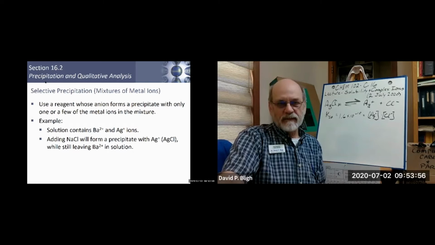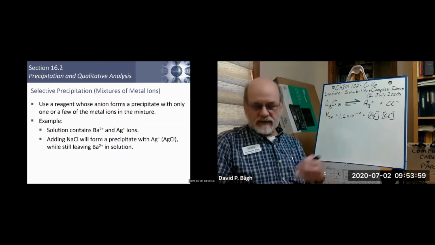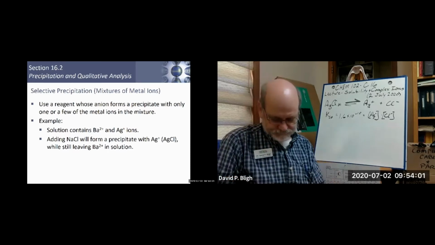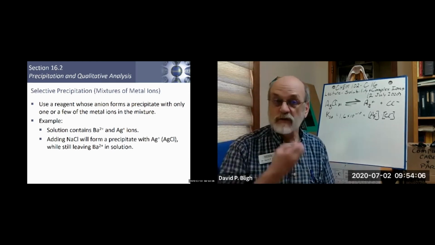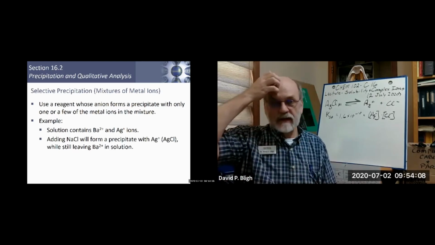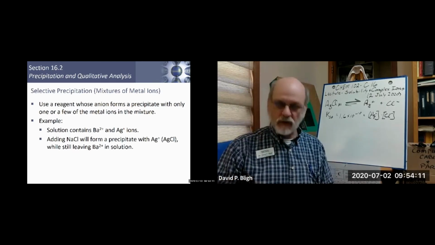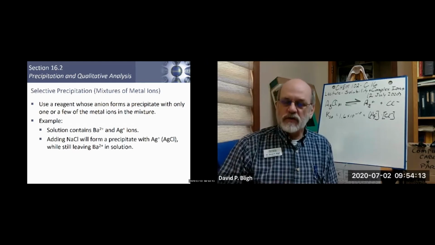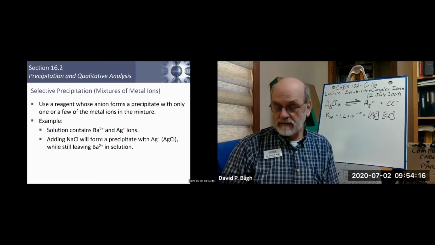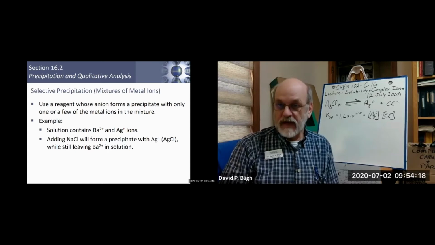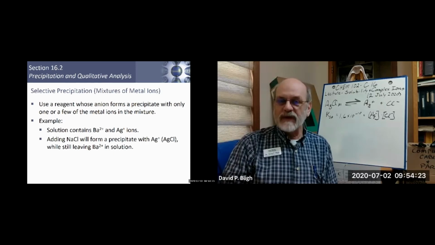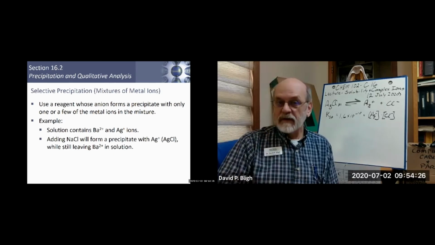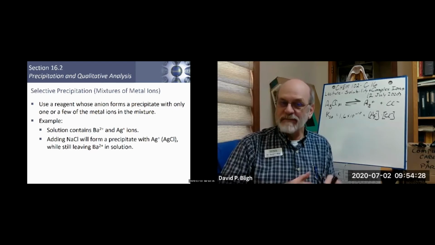Okay. So that brings us to the topic I alluded to earlier, selective precipitation of metal ions from solution. So the general concept is you add a reagent to the mixture that obviously has to be soluble, and there is a common anion in there that binds with the metal and forms a precipitate.